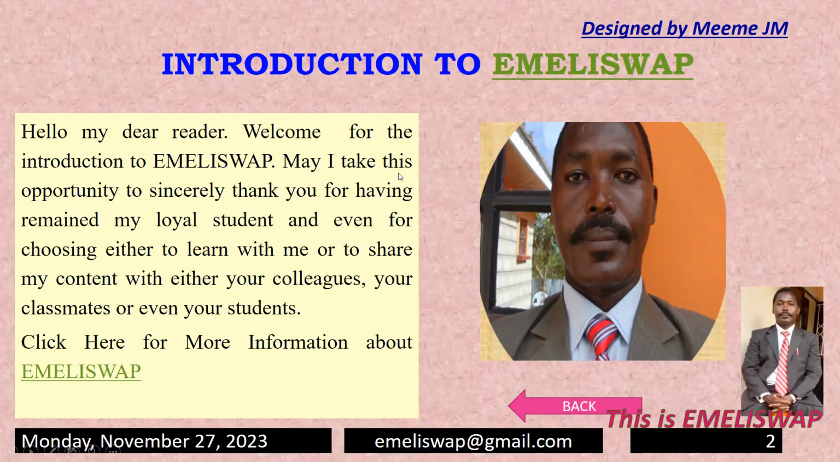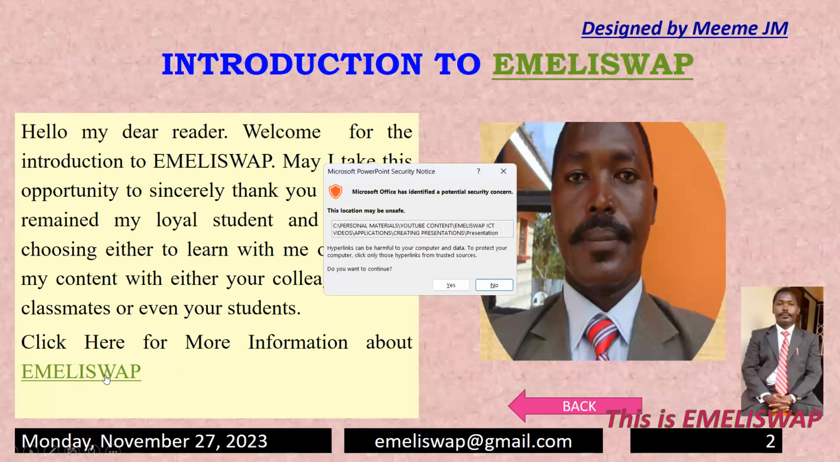So during my presentation, if I reach this message here and I want to take my audience to that document, I'll click here. Click here for more information about MLSwap. So let me click on it. And then you can see we are being told that Microsoft Office has identified a potential security concern. Do you want to continue? Yes.